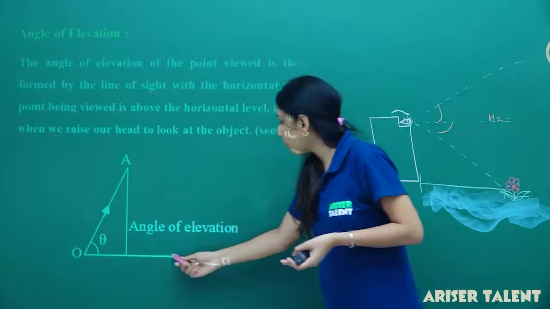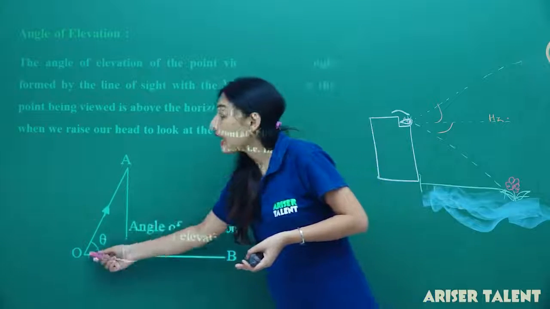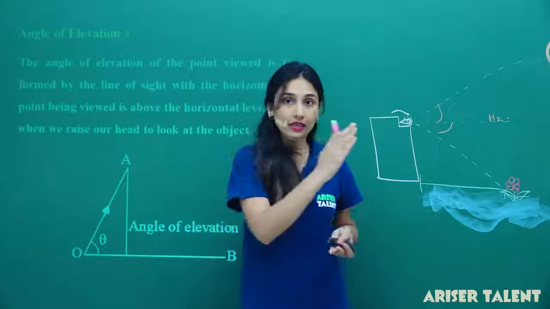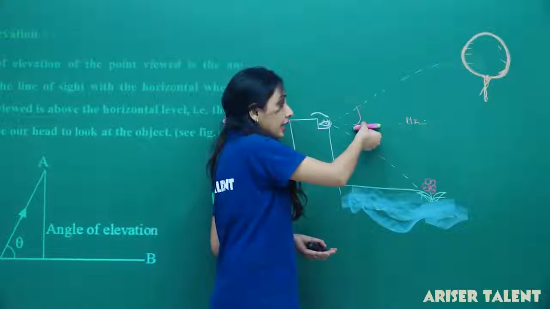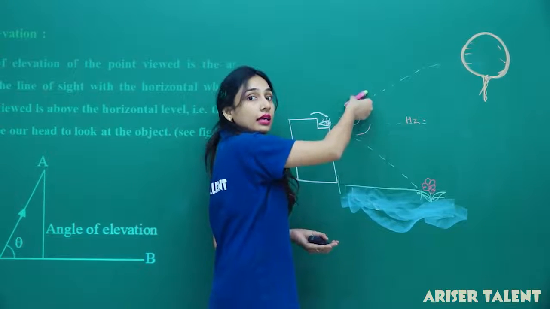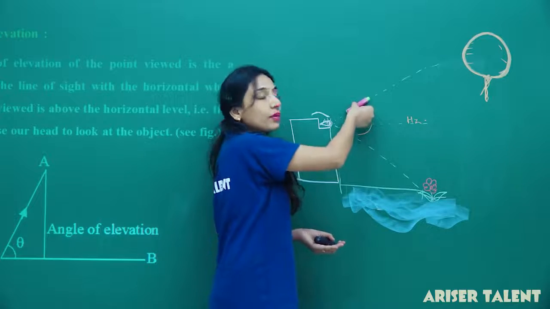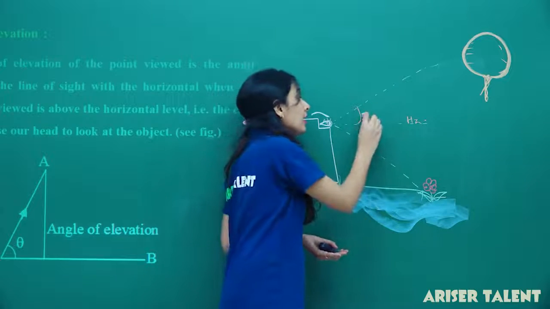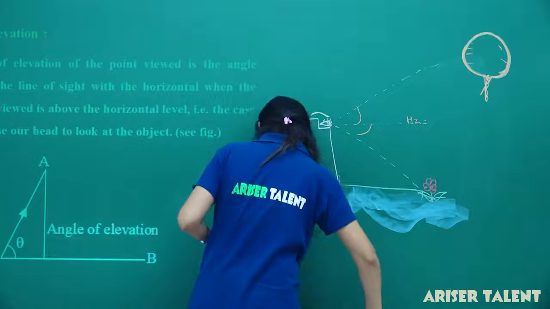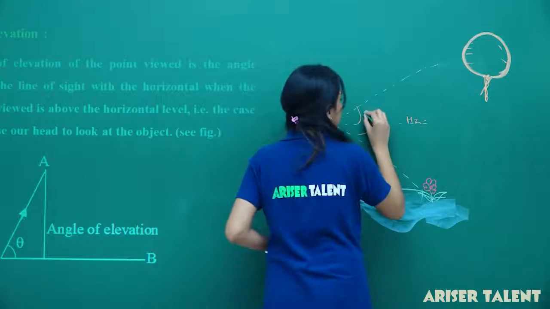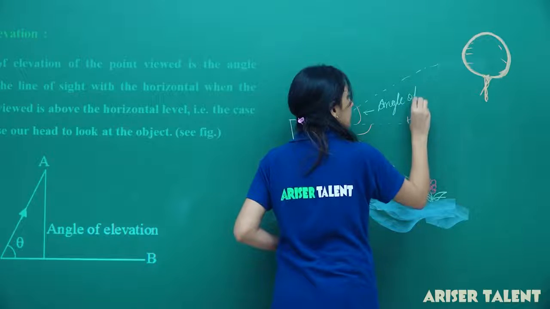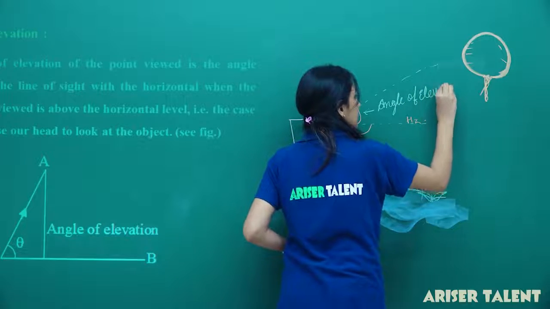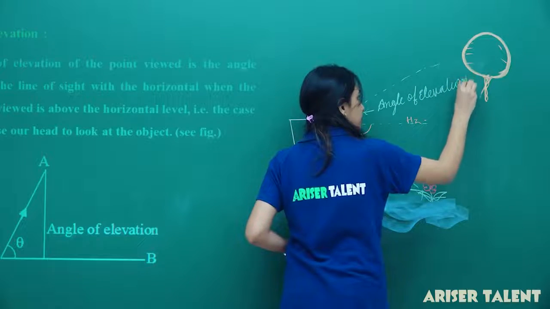If this is the line of origin, then this is the angle theta. So come here, this side. If this is the line of origin, this angle will be what? Angle of what? Elevation, right, students?